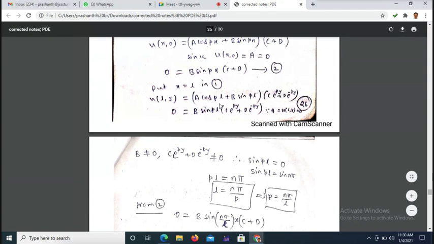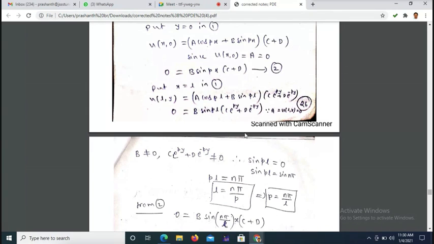So A is 0 here, and B sin PL is as it is. This is also as it is. Now, of course, the exponential function is never zero. B is also never zero, because we have not mentioned that B is zero. So what about this value? C sin PL can be zero.